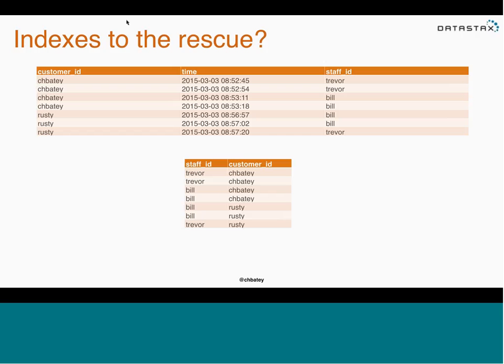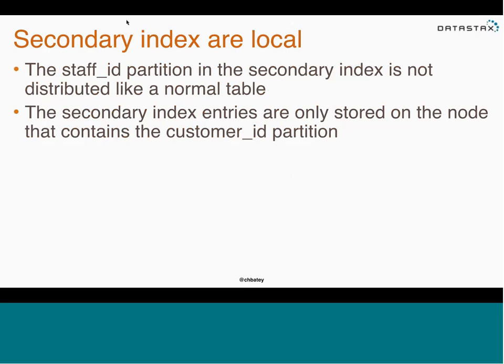But alarm bells should already be ringing here, because as soon as you use secondary indexes, the chances are that you're going to end up under the covers doing multi-partition queries. Because unless we only had the same number of staff members as customer IDs and they happen to be one-to-one, then when we look up by Bill, we're going to end up having to follow up that query, internally that is, to look up Rusty and CH Beatty.